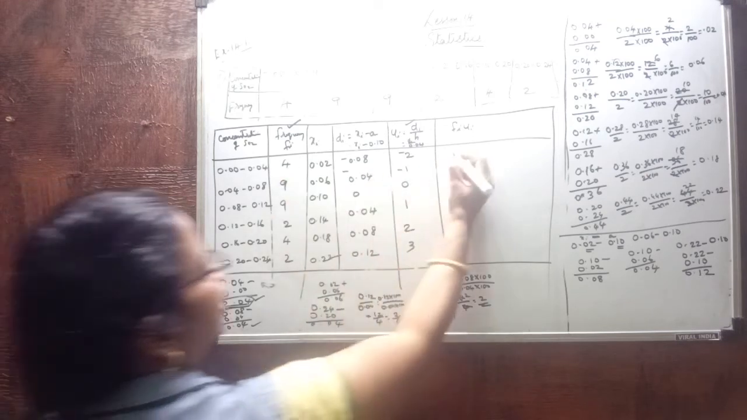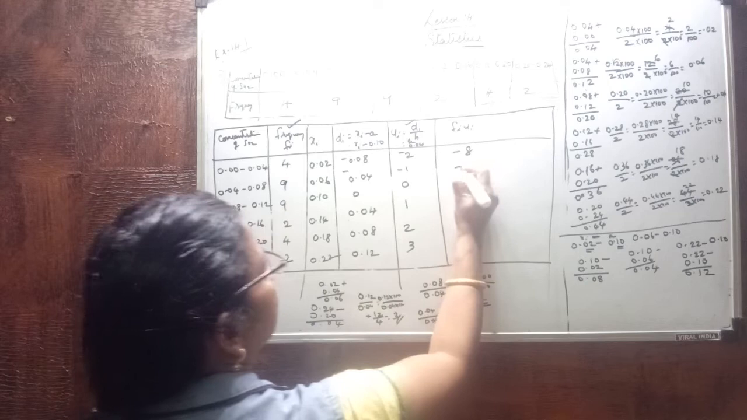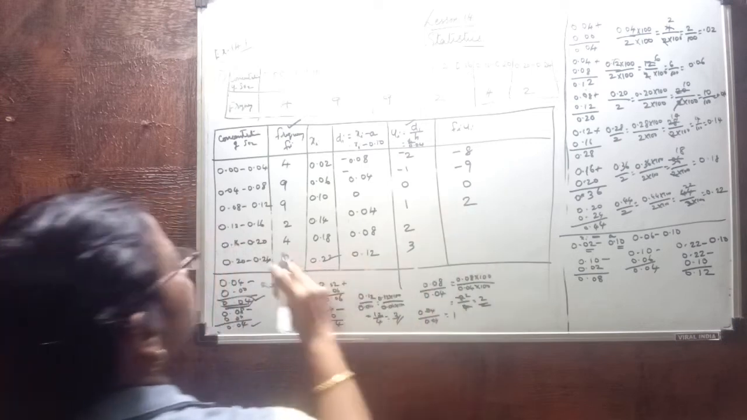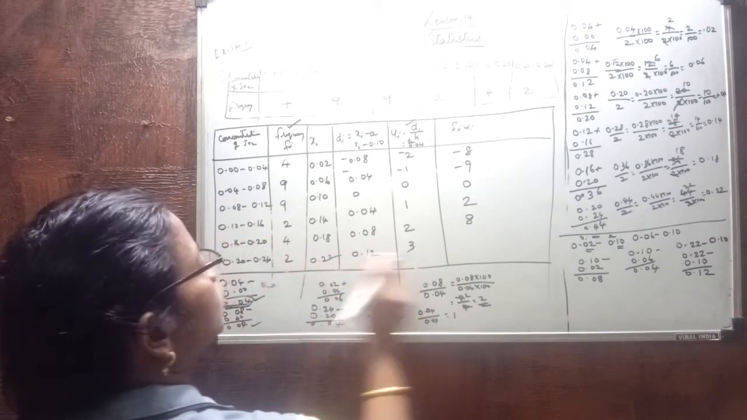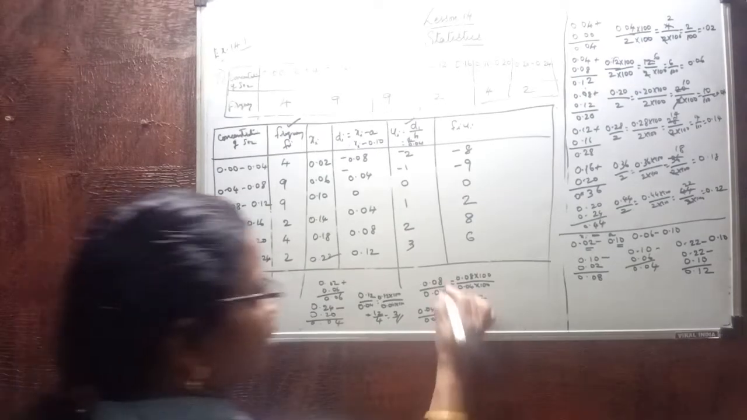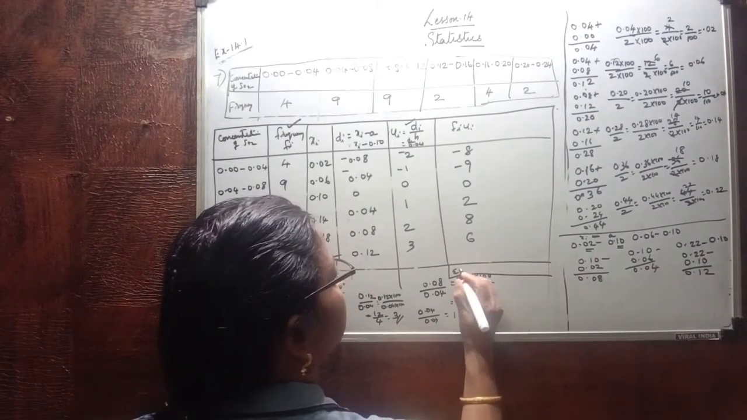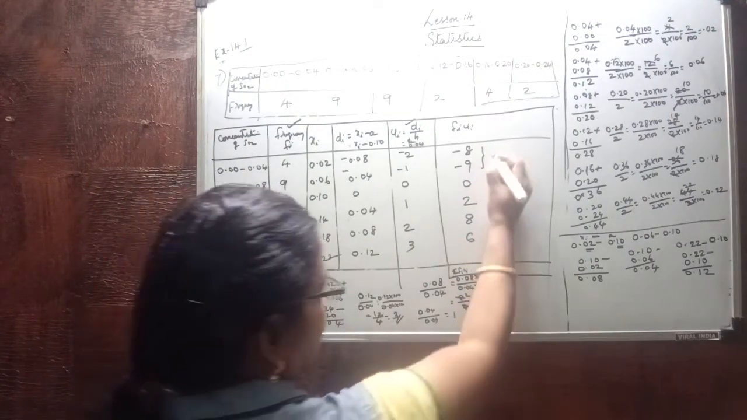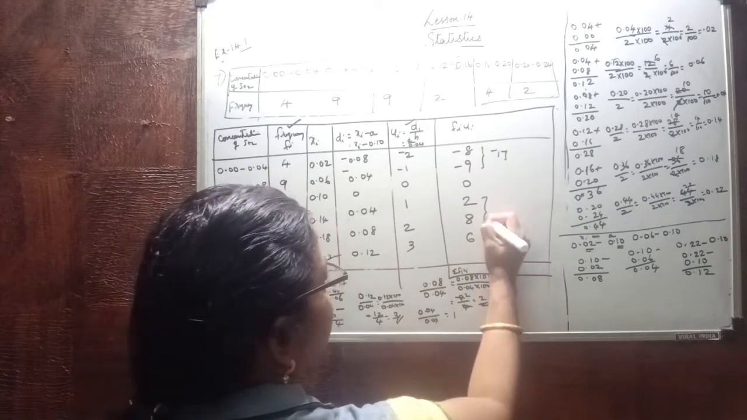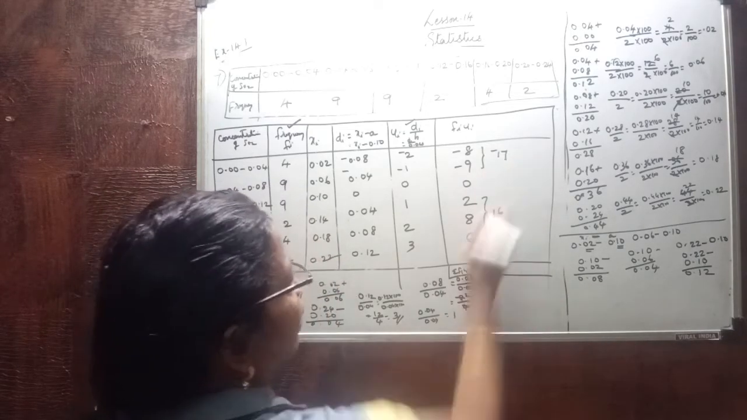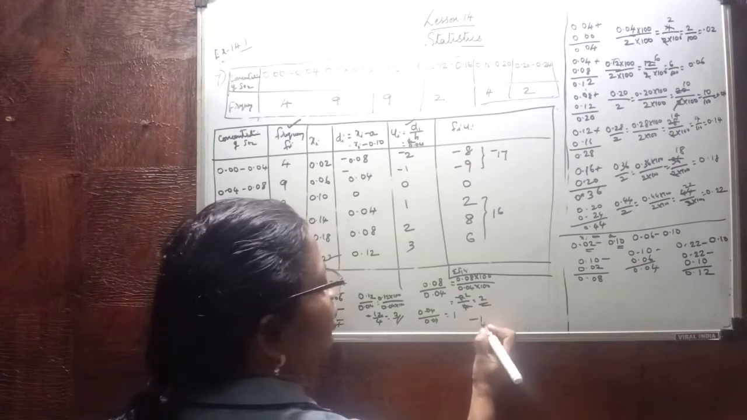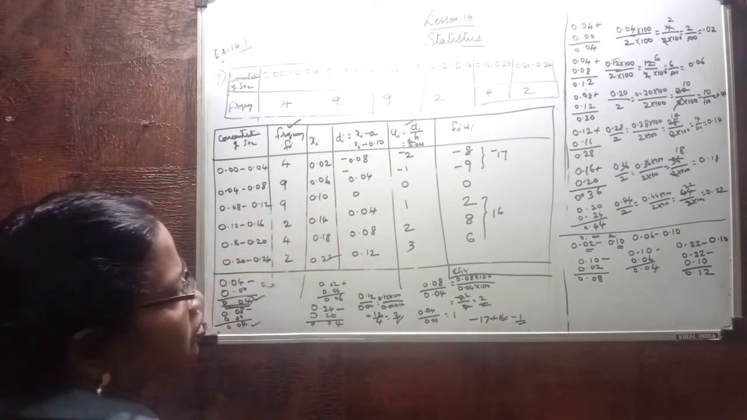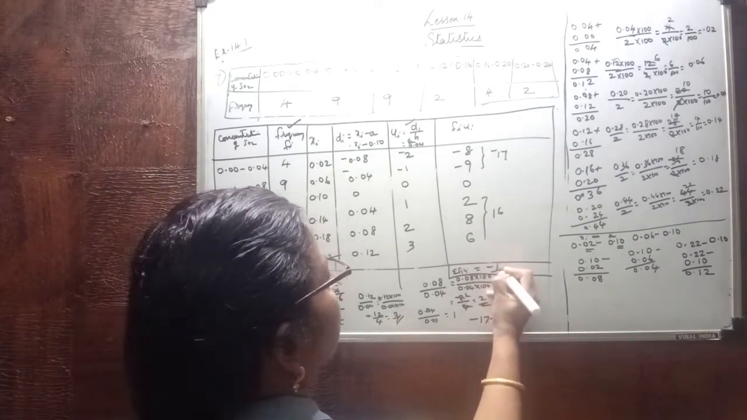So 4 2s are negative 8. 9 into negative 1, negative 9. 9 into 0, 0. 2 into 1, 2. Then 4 into 2, 8. Then 2 into 3, 6. So you have to find out now sigma f i y. Now here the negative signs together will be negative 17. Here it is 16. Balance, how will you find out? 17 plus 16. You will get the answer negative 1. So sigma f i y is equal to negative 1.